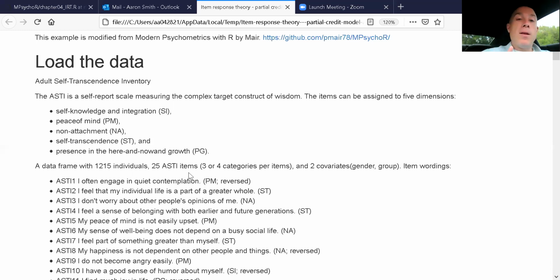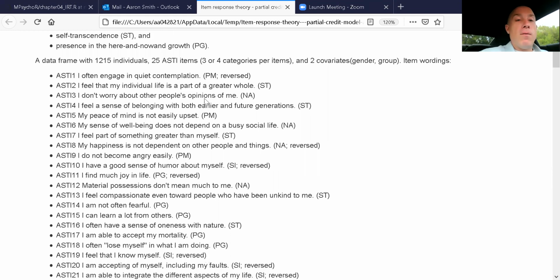Here, it has 3 or 4 categories per item. So if I wanted to use a rating scale model, I couldn't use the whole data set. I would have to limit it to the items that have either 3 or 4. In addition, we have 2 covariates. So a rating scale model would not be the best fit right off the bat. I want to use a partial credit model. And here are the individual items.